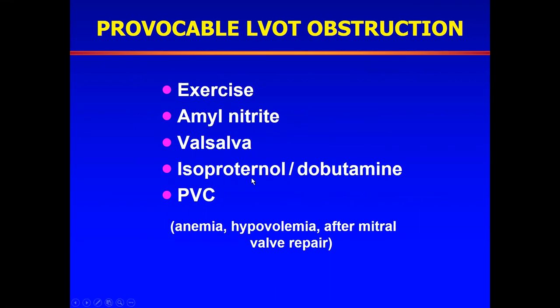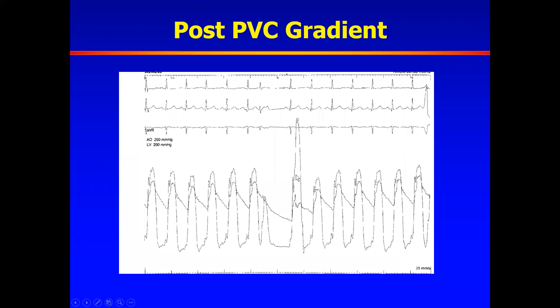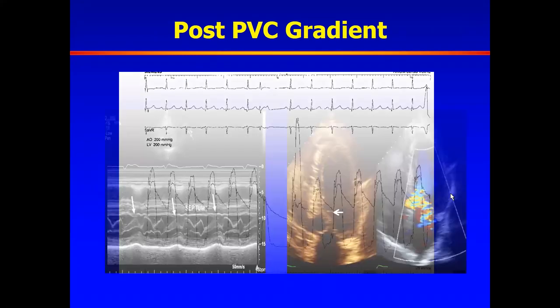And then isoproterenol has been used in the cath lab much less frequently nowadays, dobutamine in the echo lab, and then post-PVC. Granted, you can see obstruction provoked as well in the setting of hyperdynamic ventricles with anemia, decreased intravascular volume with hypovolemia, as well as geometric changes after mitral valve repair. Example of a post-PVC increased gradient shown here, Brockenbrough effect, reduced pulse pressure. The increased myocardial contractility leads to this very high LV pressure and severe obstruction.